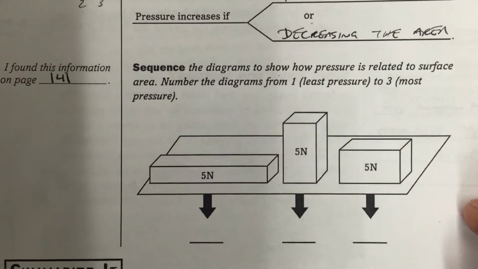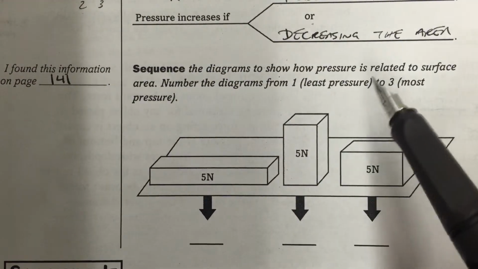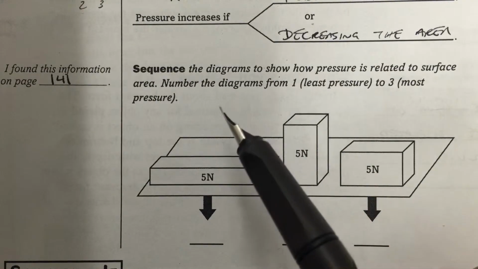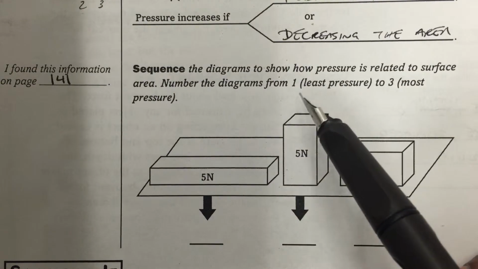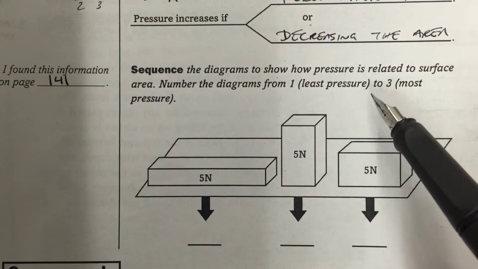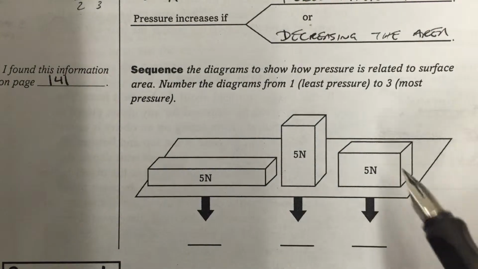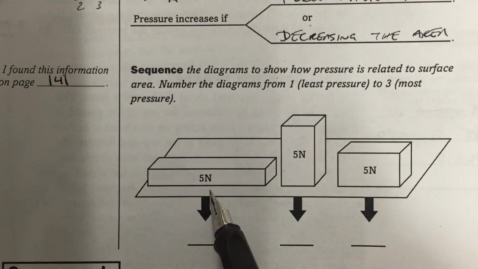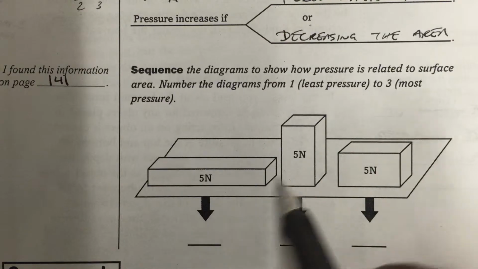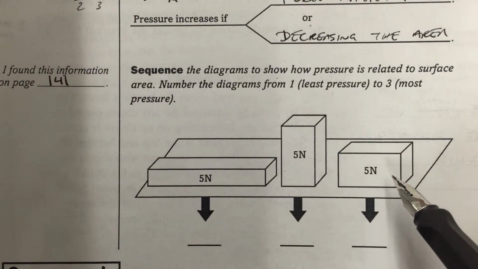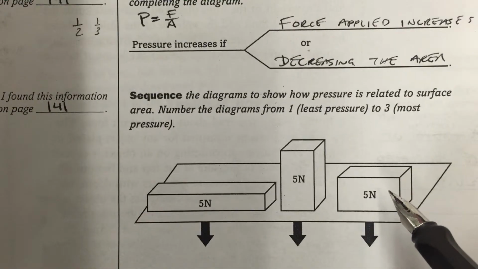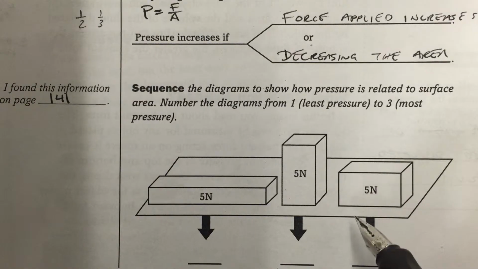So this leads right into this question right here. It says, sequence the diagrams to show how pressure is related to surface area. Number the diagrams. 1 has the least pressure and 3 has the most pressure. All of these are applying a force of 5 newtons. But which of these is going to have the most pressure applied?